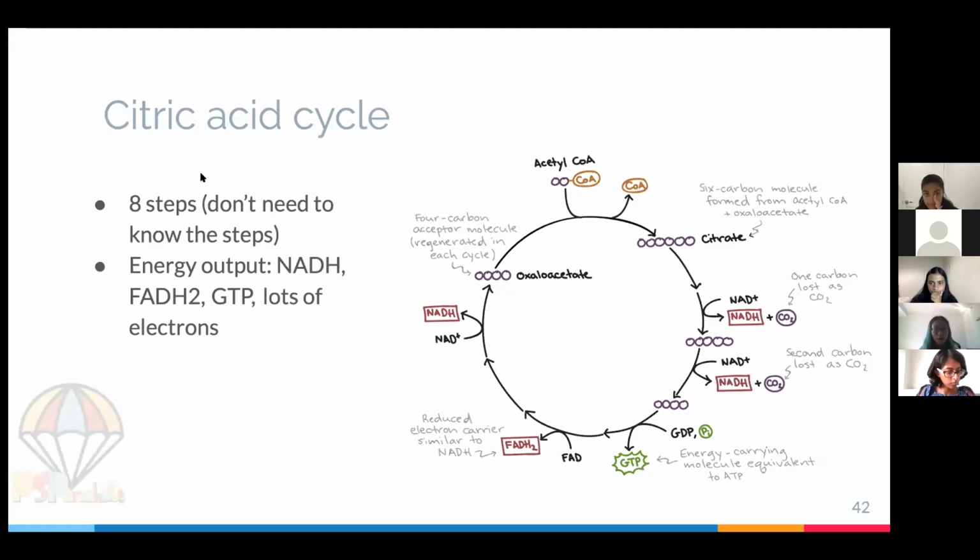So this will be the 3rd step of glucose metabolism. We have glycolysis, which is where we got pyruvate, and pyruvate converted to acetyl-CoA. And now the 3rd step is acetyl-CoA enters this circle called the citric acid cycle. It's also called the Krebs cycle, which is a term you might have heard somewhere else. It has 8 steps, and it goes around and around forever. You don't need to know the steps, but just need to know the energy output. It produces NADH, FADH2, GTP, and lots of electrons. And the electrons will be important later on.